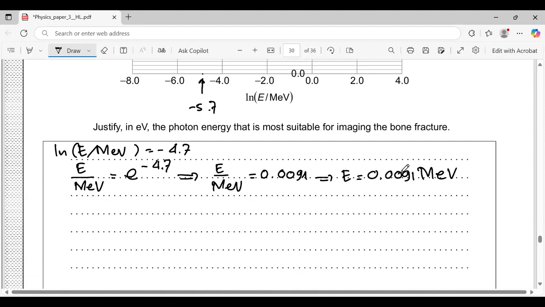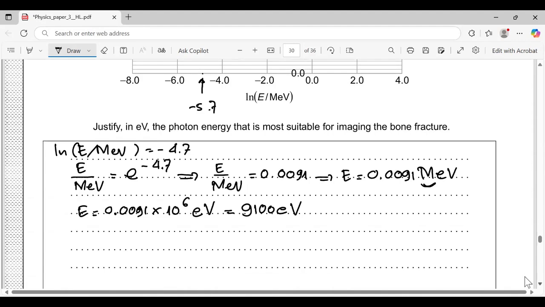Now, we're going to convert into electron volt. Mega electron volt is 10 to the power 6. So it means E equals 0.0091 times 10 to the power 6 electron volt. And it's going to be 9,100 electron volt.